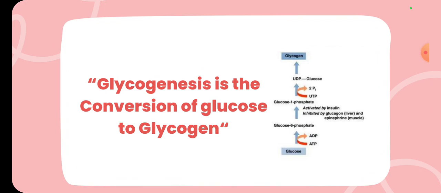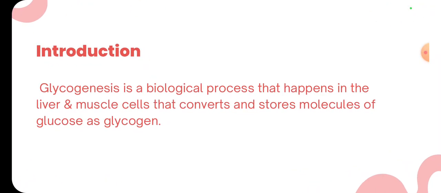Glycogenesis is the conversion of glucose to glycogen. This mechanism enables the body to preserve an uninterrupted supply of glucose for energy synthesis, especially when the intake of glucose is low, as during fasting or hard activity. Glycogenesis is a biological process that happens in the liver and muscles that converts and stores molecules of glucose as glycogen.